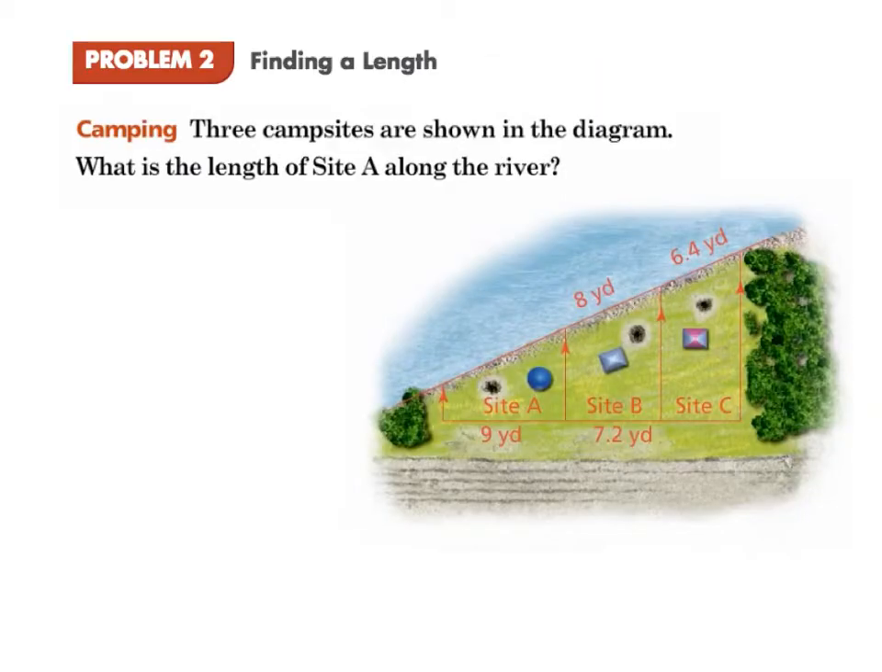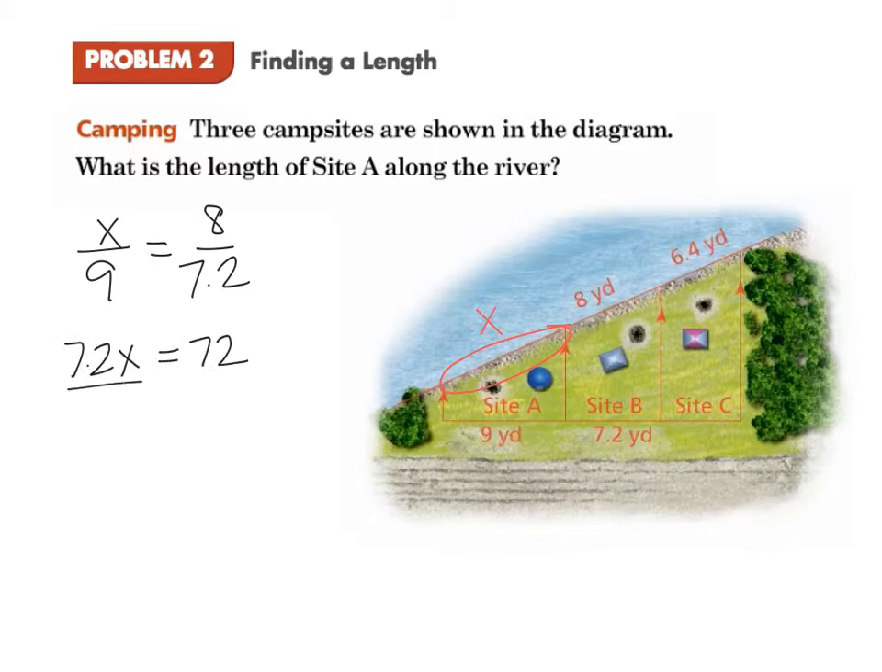Problem 2, finding a length. Three campsites are shown in the diagram. What is the length of site A along the river? So site A, we are looking for this distance right here. We'll call that x. So to set this up, I'm going to say that x to 9 is equal to 8 to 7.2. We're going to cross multiply and divide.